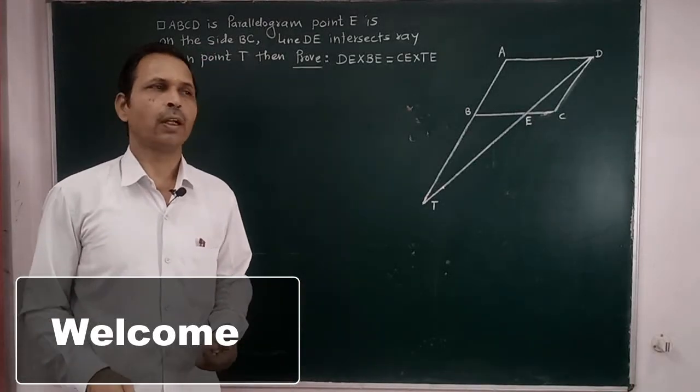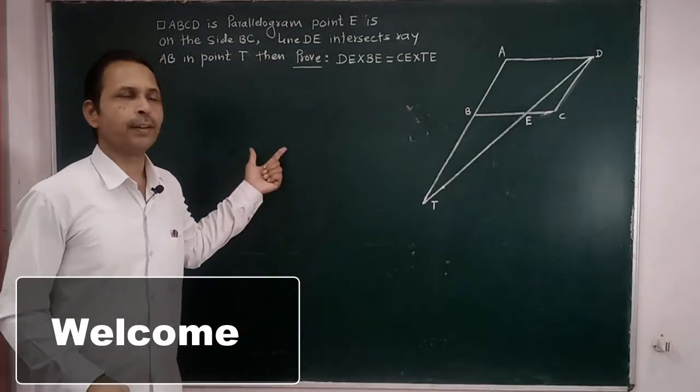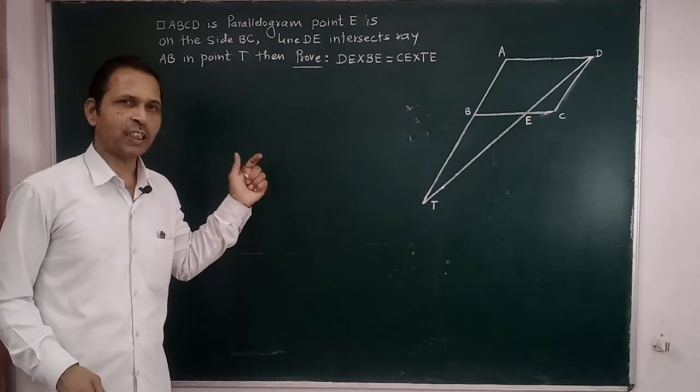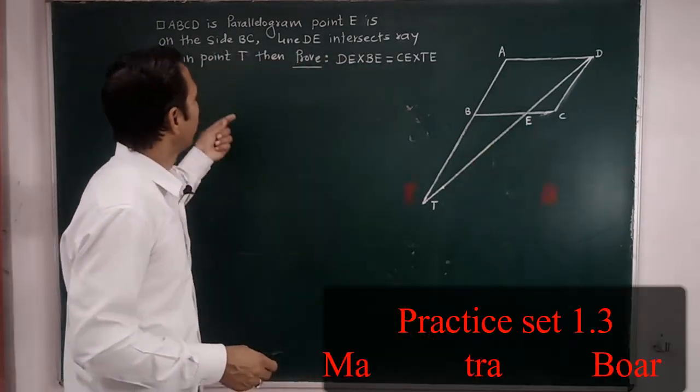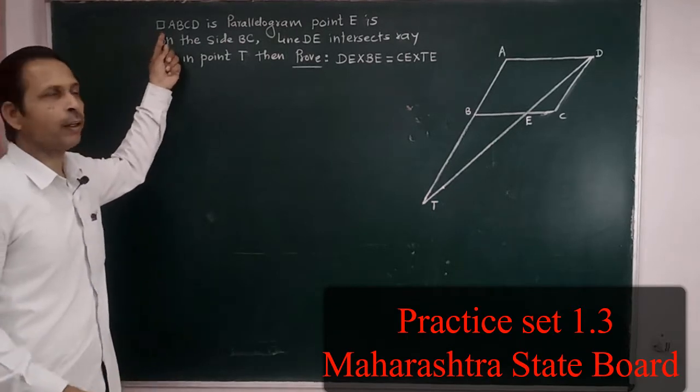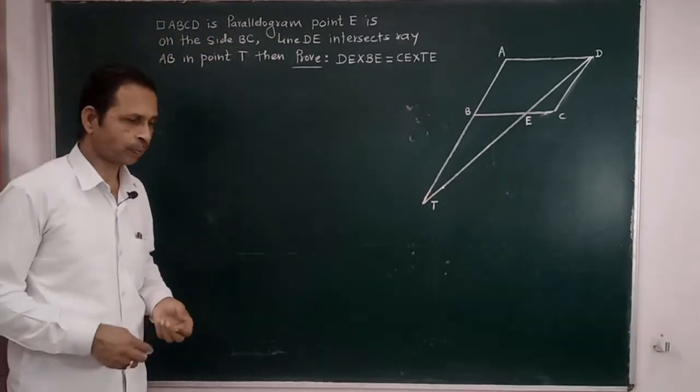Hello students, let us try to solve this example. This example is based on the similarity of the triangles. We are given that quadrilateral ABCD is a parallelogram.